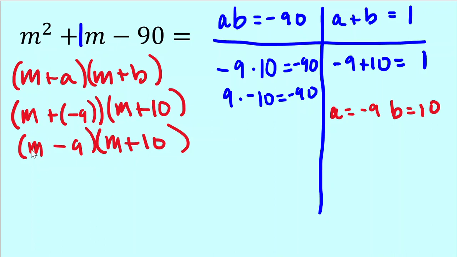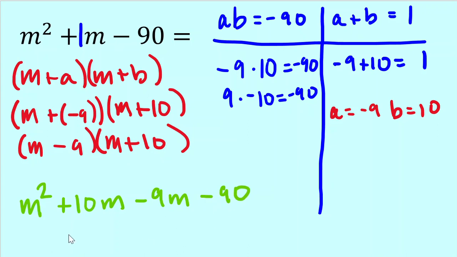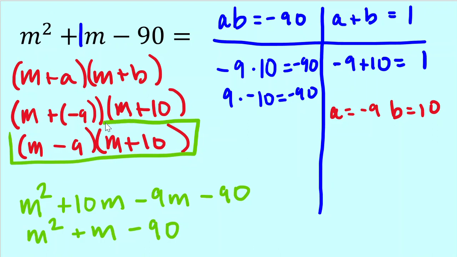So let's go ahead and expand this and just double check that it equals our original quadratic expression. So we have m times m, which is just going to be m squared. M times 10 is just 10m. Negative 9 times m is negative 9m. And negative 9 times positive 10 is negative 90. Combining like terms, we have m squared plus m minus 90. And that's exactly what we had when we originally started. So we can say that this right here is the correct factorization of our quadratic expression.